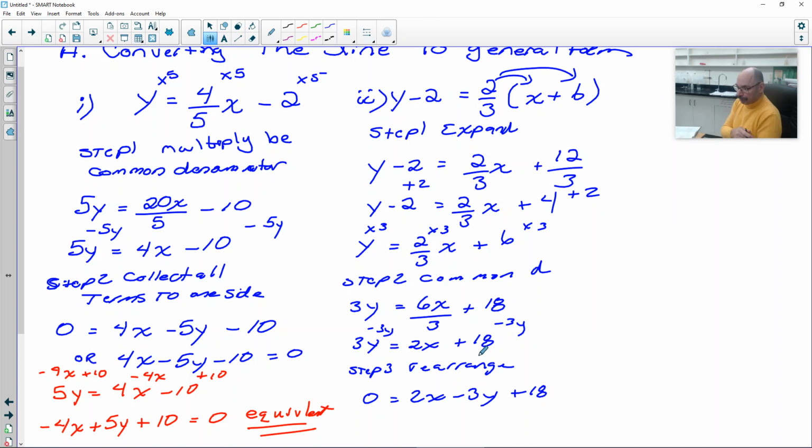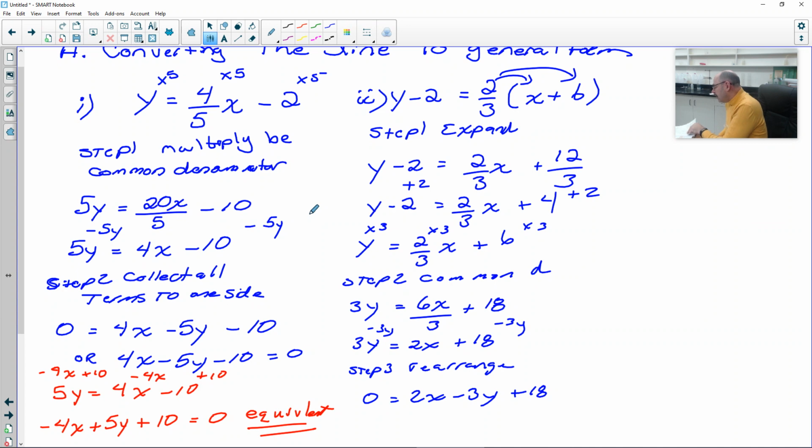Okay. Yeah. Okay, so that's our example of converting. So that's example 1 and 2, I guess, because we did both kinds of lines. Okay, that's the main thing.